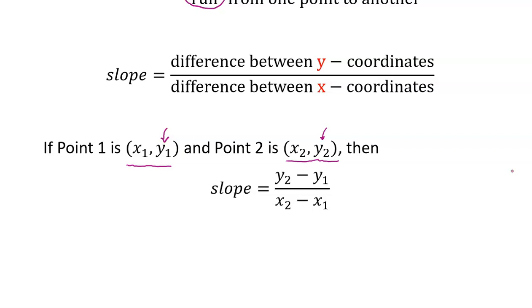In the denominator, x2 minus x1 refers to finding the difference between the x-coordinates. That means to take the first number from these parentheses and subtract the first number from these parentheses. To find the slope of a line, you use the two ordered pairs and compare the y-coordinates and compare the x-coordinates.